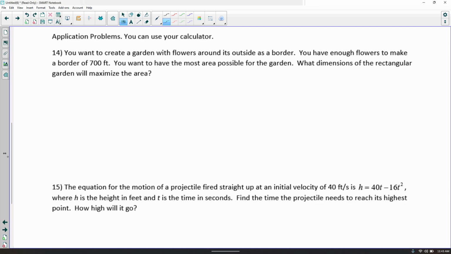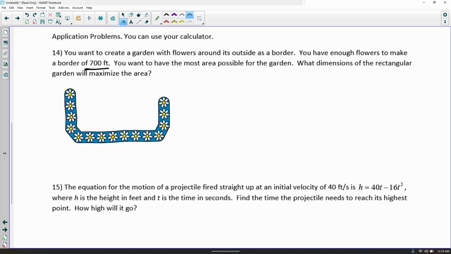So Ari, it says, I want to create a garden with the borders outside, enough flowers to make 700 feet. It should say rectangular garden. So it's going to look like this. You ready, Ari? This is what it's going to look like. It's going to be bordered, a rectangle with flowers around it, okay? You don't have to draw the flowers on your picture. Just draw a rectangle, okay?